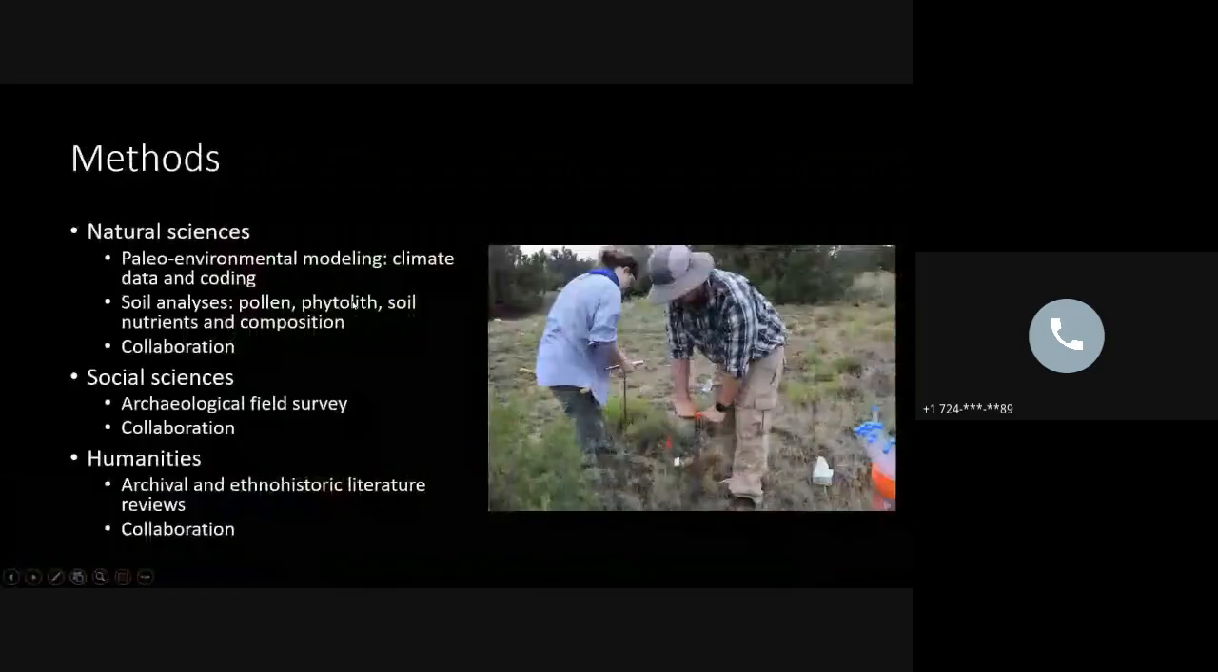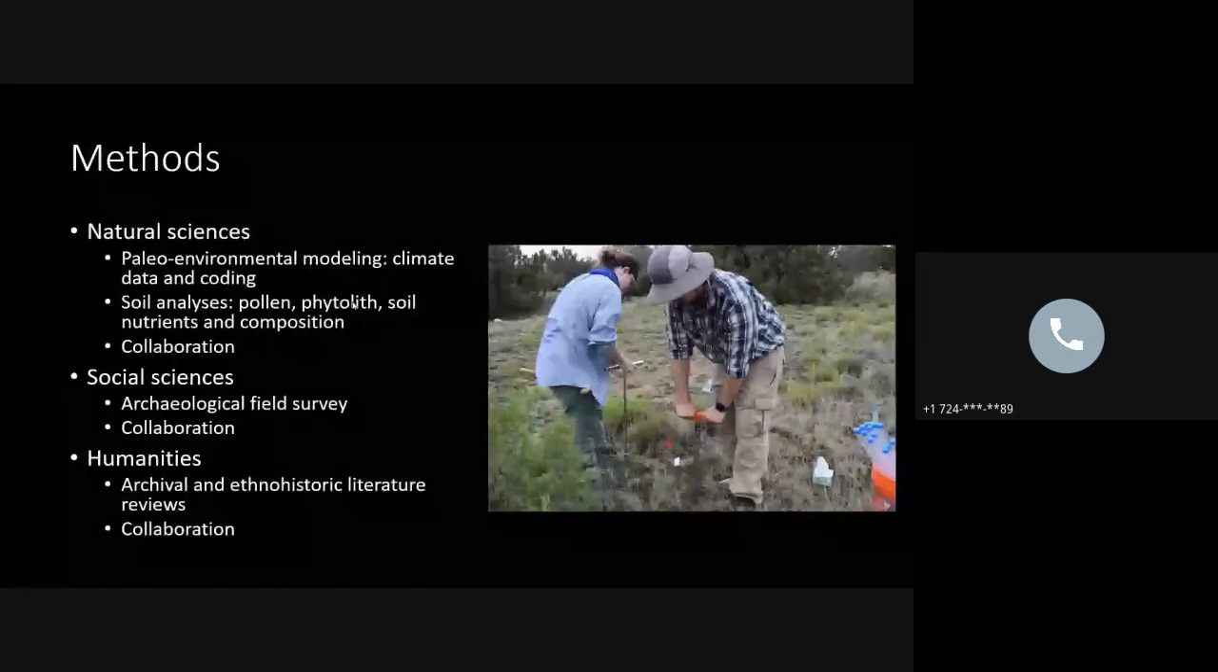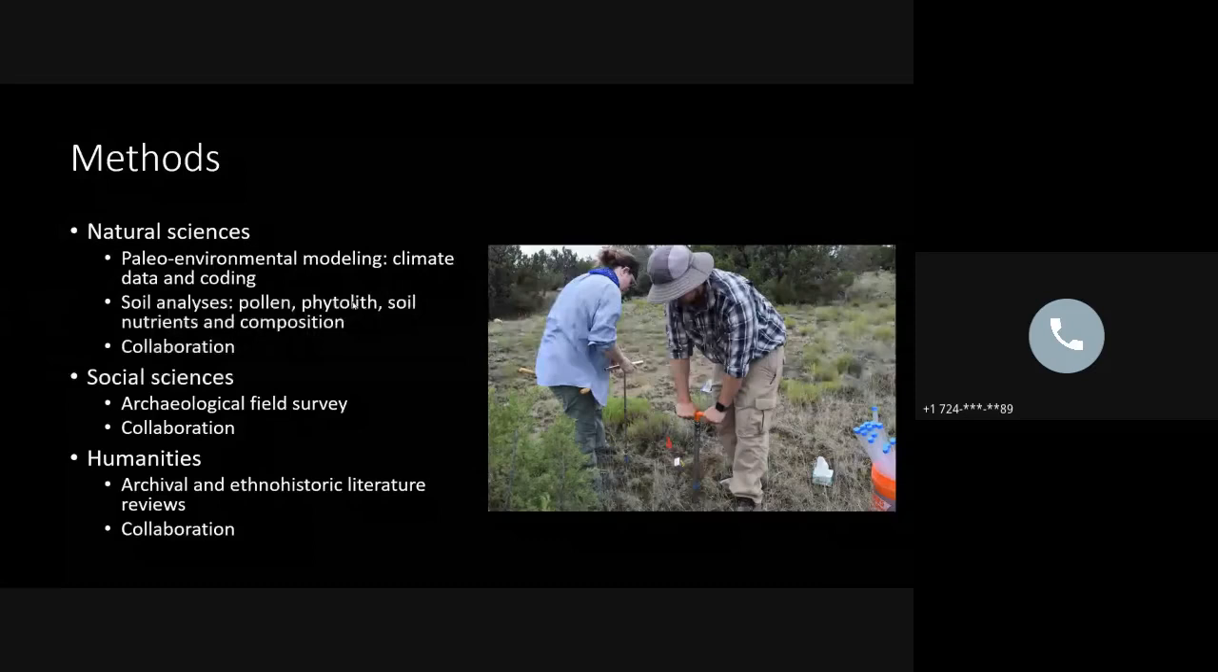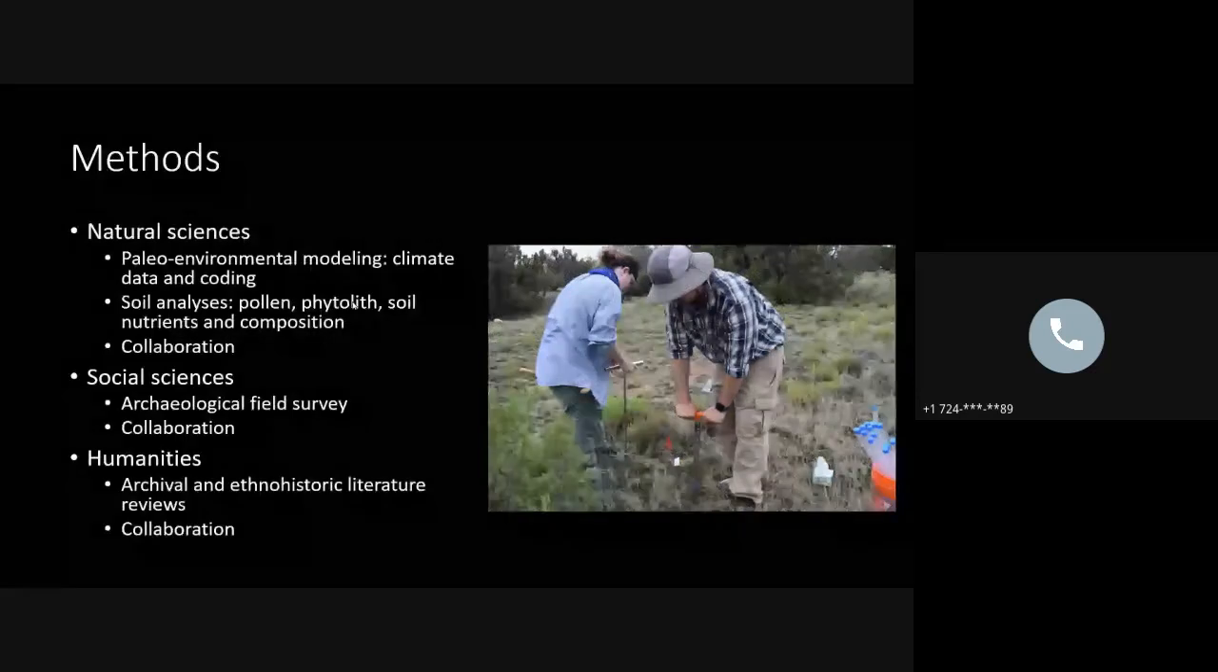We were trying to have a multidisciplinary approach. We had some natural science methods. We did some paleoenvironmental modeling using reconstructions of precipitation and growing degree days, or temperatures. And we used those to help figure out where environmentally were the feasible growing areas for our different crops of interest, which were wheat, an introduced crop, and cotton and maize, which are 2 indigenous crops.